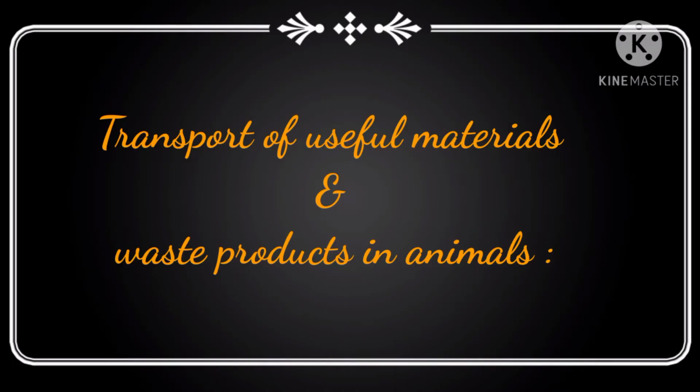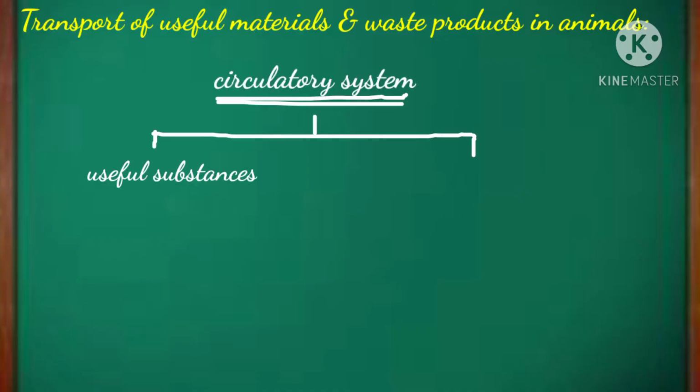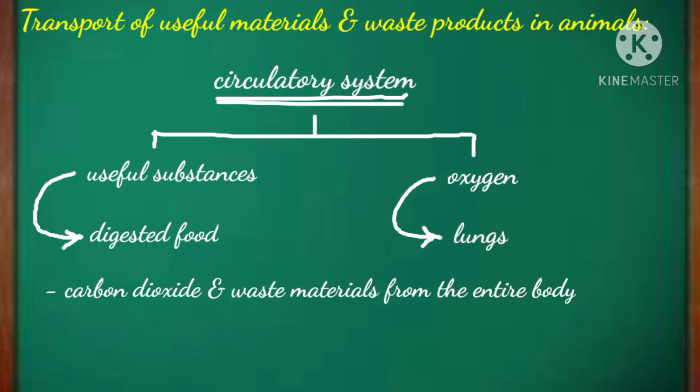Okay, next topic is transport of useful materials and waste products in animals. So, we know that an organism receives nutrition from its digested food and oxygen from the lungs. So, the circulatory system transports the useful substances from the digested food and oxygen from the lungs to every part of the body. And the circulatory system also collects the carbon dioxide and other waste materials from the entire body.